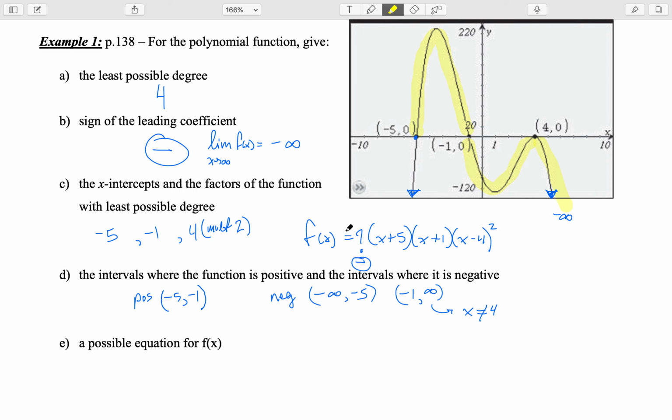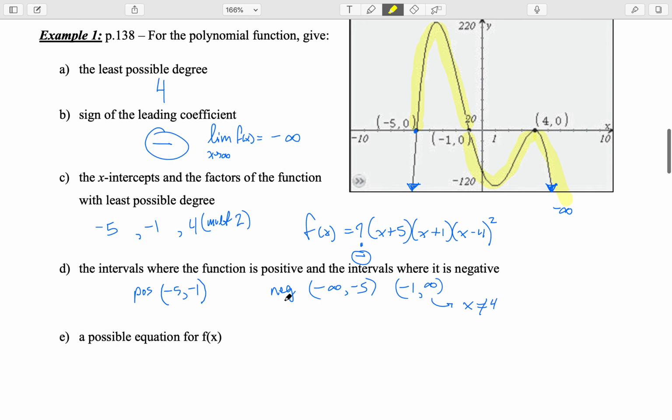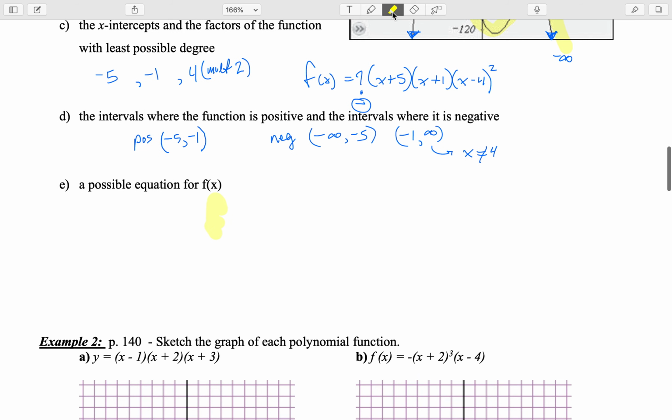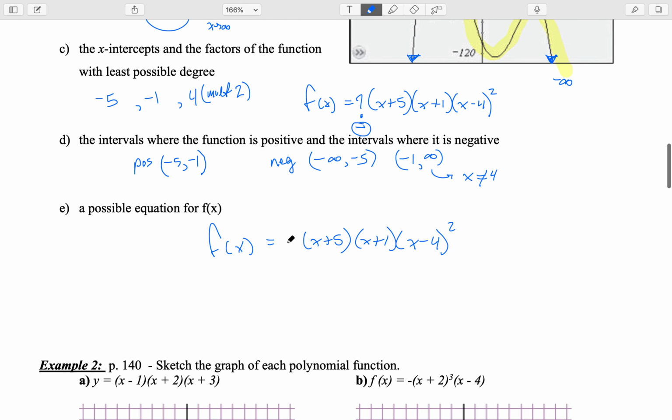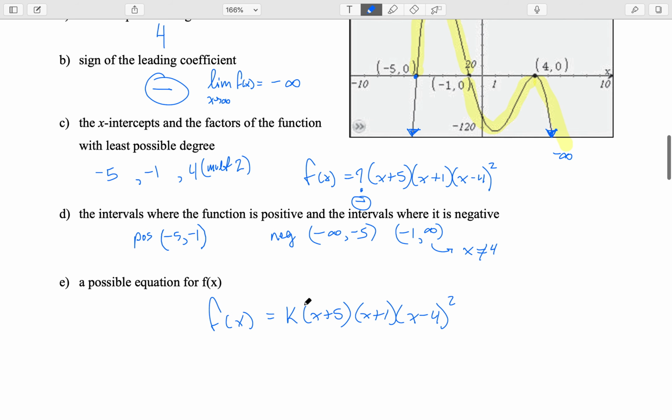Okay, so what is a possible equation? This is our possible equation we had here. f of x is going to be (x + 5)(x + 1)(x - 4) squared, and I don't know what this value is, but I'm going to call it k. Now, if I actually knew an x and y point, I could figure out what k is. That's the whole idea. I know it's got to be negative.